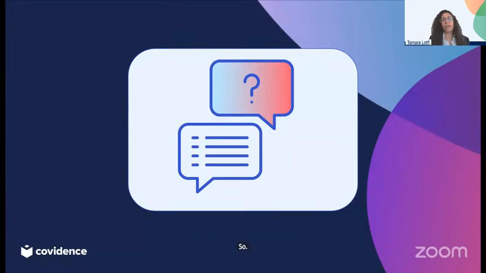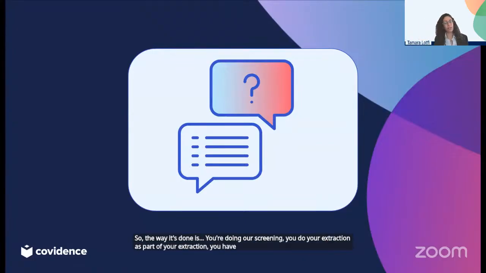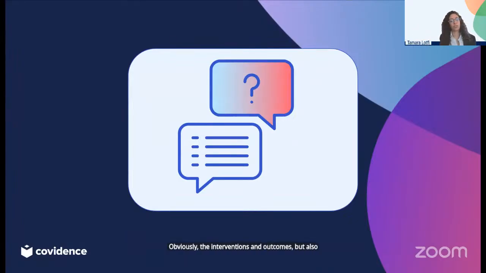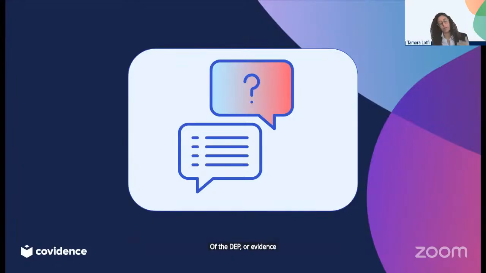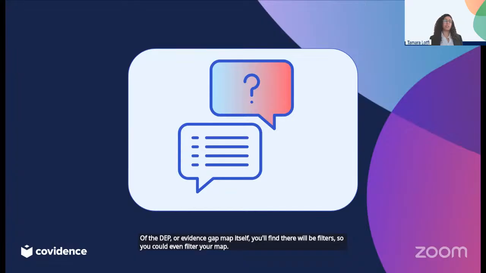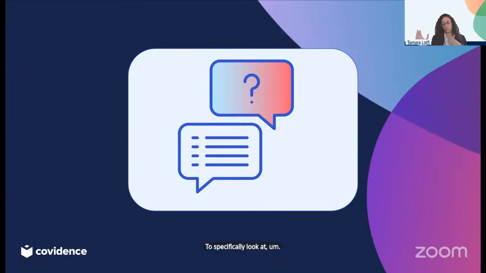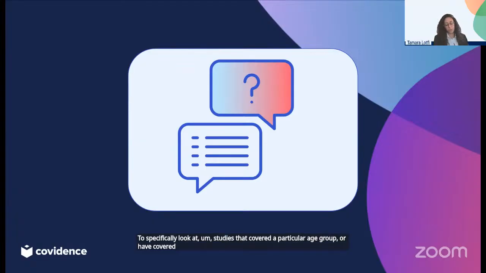So the way it's done is you're doing your screening, you do your extraction. As part of your extraction, you have your components for the gap map. So obviously the interventions and outcomes, but also characteristics of the included studies, which you'll define a priori. And by the way, if you go to the website of the evidence gap map itself, you'll find there will be filters. So you could even filter your map to specifically look at studies that covered a particular age group or have covered an equity component and so on.